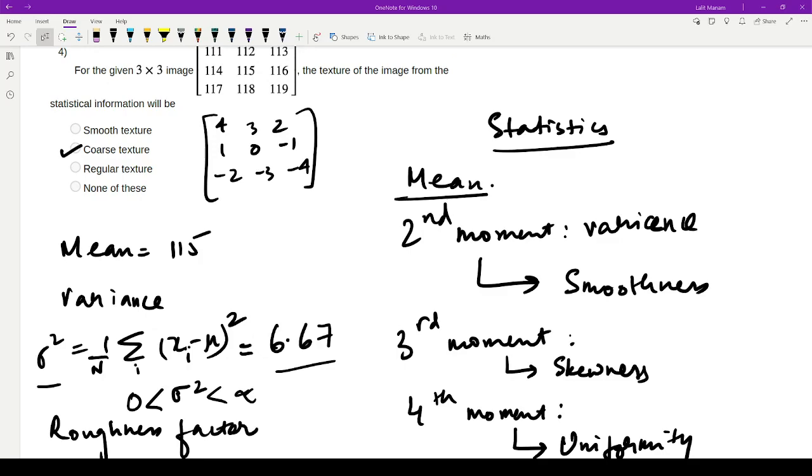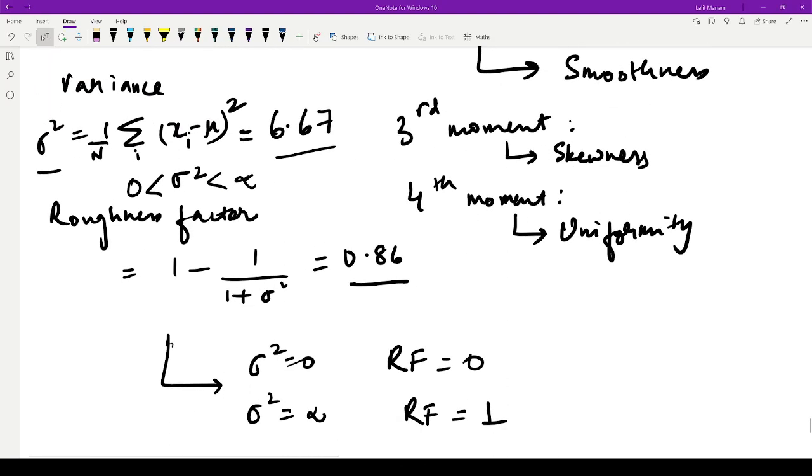Okay, so I think they just gave it for confusion. There are only two valid options: either it's smooth or it's rough. Rough or coarse is one option, smooth or fine is the other. So you can take coarse texture as the option. Regular is not defined, I think. Okay, so I'll just change the question out here.